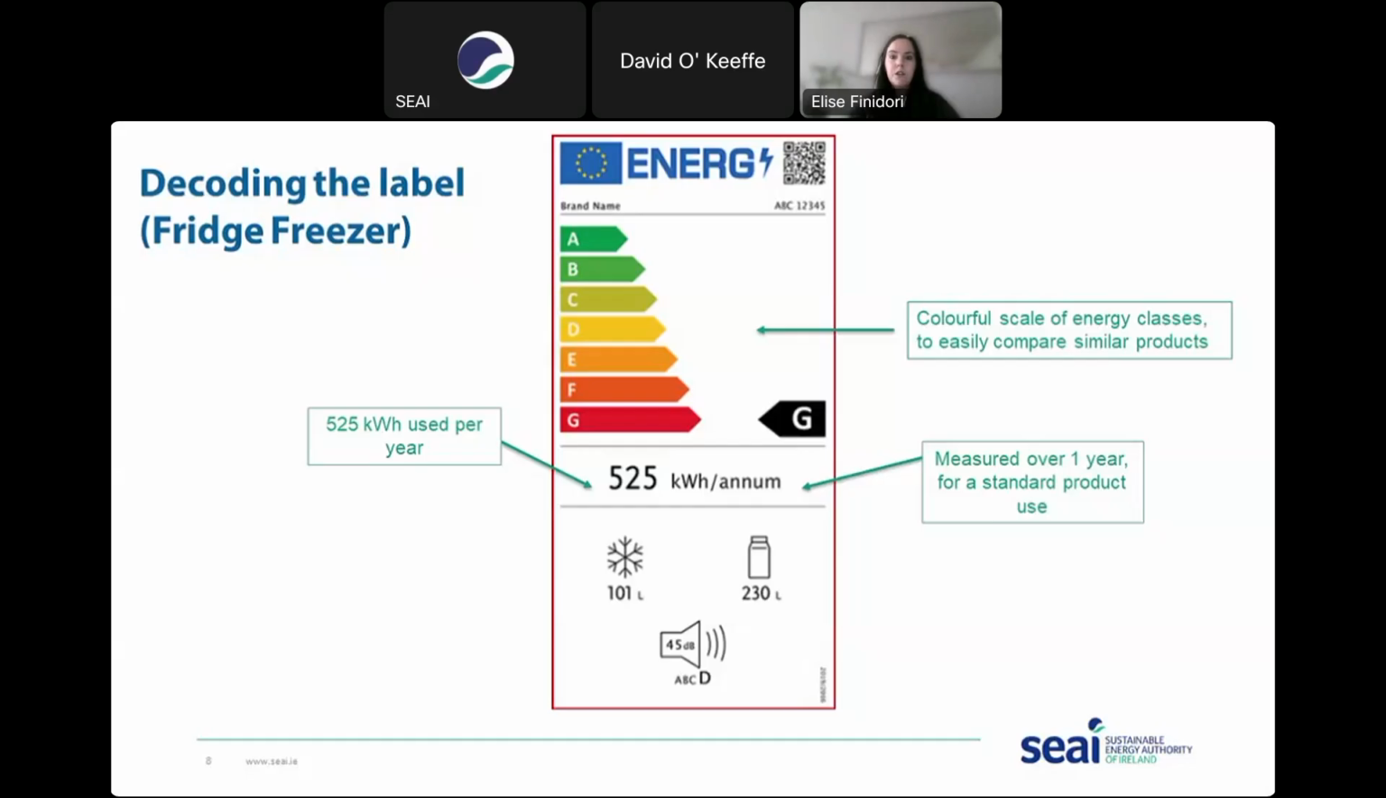The second part of the label that I want to highlight is that median part here that gives you the energy consumption of the product. For this fridge freezer, for example, you can see the product uses 525 kilowatt per year. This is kind of taking into account the standard use of the product.